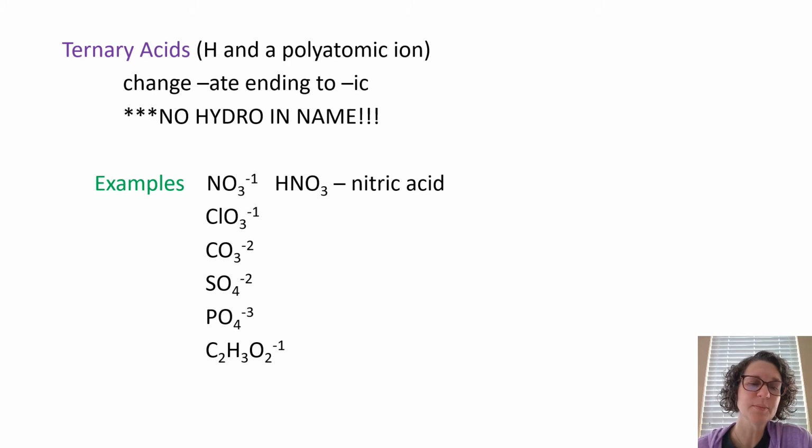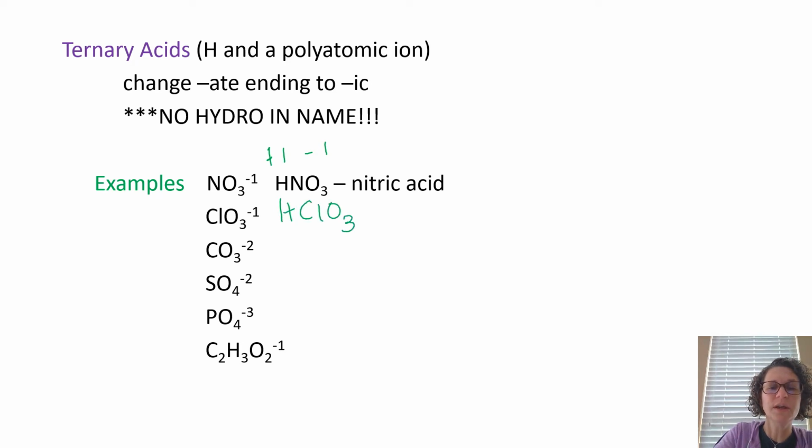So that first example, NO3 minus 1, so there's nitrate. When it is in an acid form, it has a hydrogen with it. It's 1H because the 1H cancels with the -1 of the NO3, and so you have a +1 -1. And then you just write the name nitric acid. So then the next one, ClO3 minus 1. It's -1 again, so I just need 1H. So I have HClO3, and that becomes chloric acid.